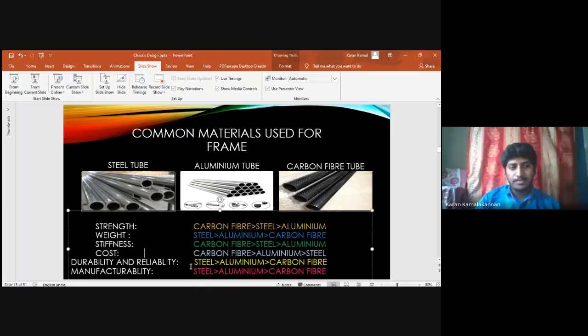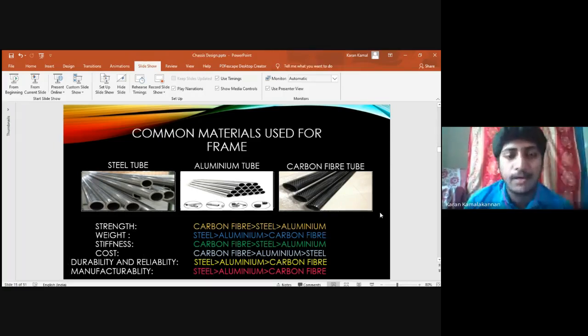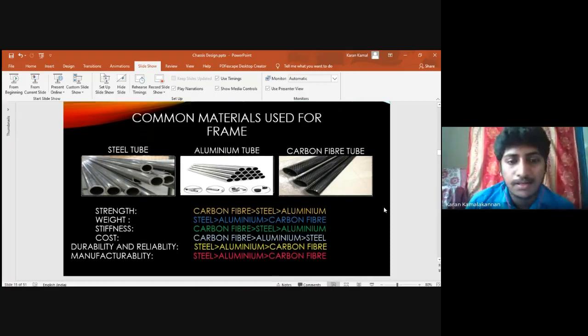Yes, obviously steel is the more durable and reliable material than all the three. For manufacturability, in the case of machining and welding, steel is the utmost thing, as we can easily manufacture and machine it at a lower cost compared to the other three. Okay. Coming to the next slide.